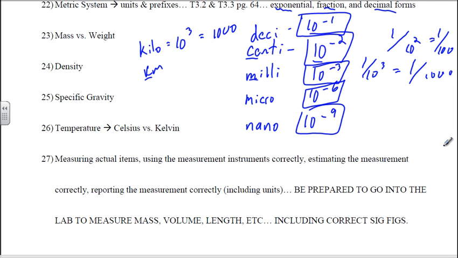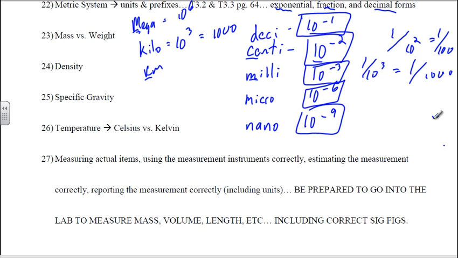And then the last one, mega, with a capital M. So capital M is the prefix. Mega and micro I kind of remember together. Micro was 10 to the negative 6. Mega is the opposite. It's 10 to the positive 6. Mega, it's huge. It's a positive exponent.